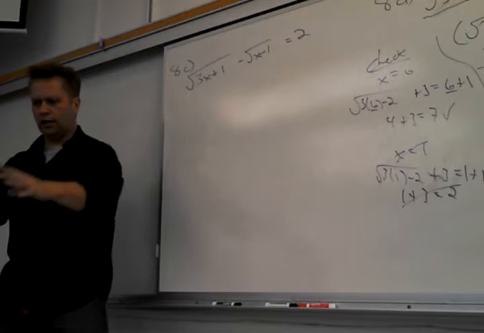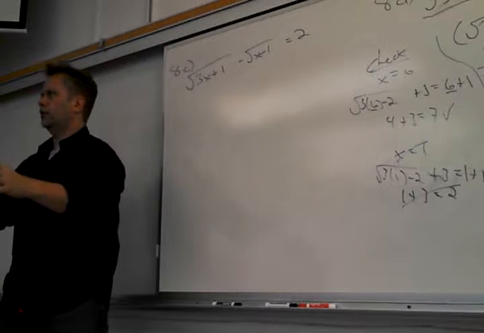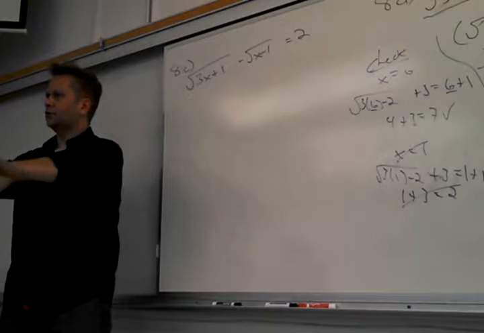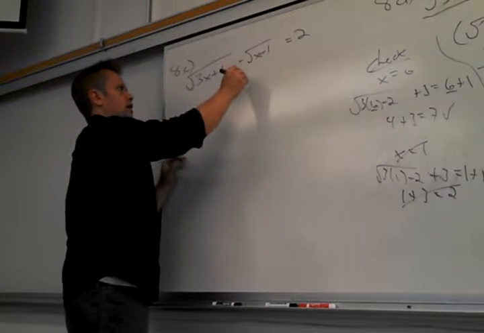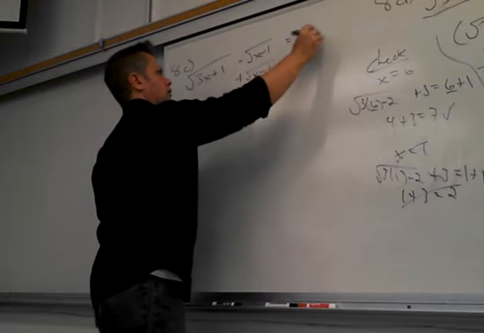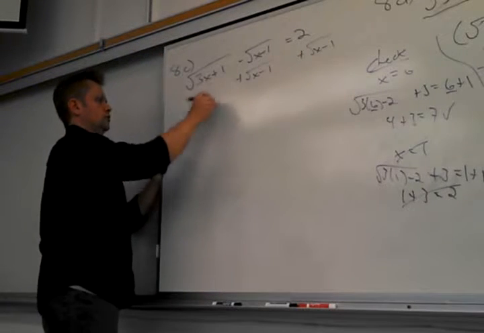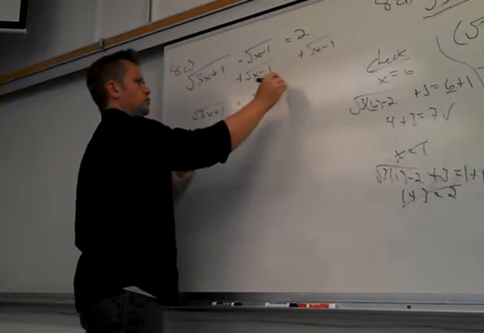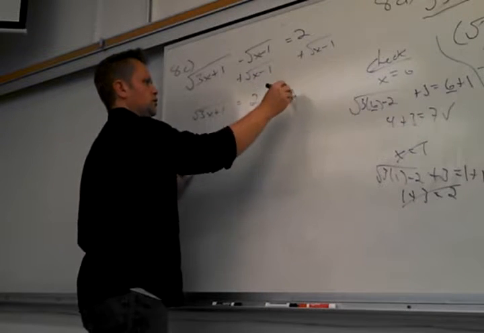If you've got two radical elements, you can ask our government right now. Two radical elements working together, that makes it a little bit hard. You want to isolate them. So add over. So we get root 3x plus 1 equals 2 plus root x minus 1.